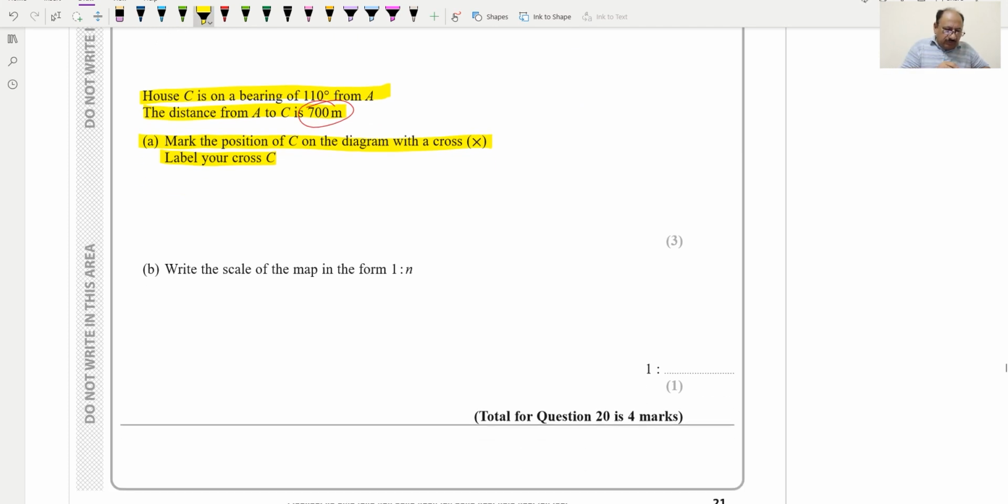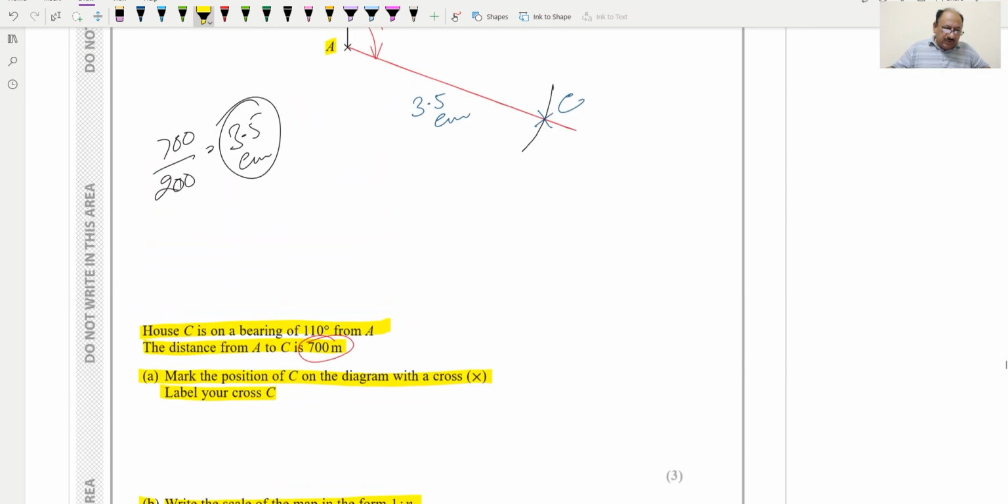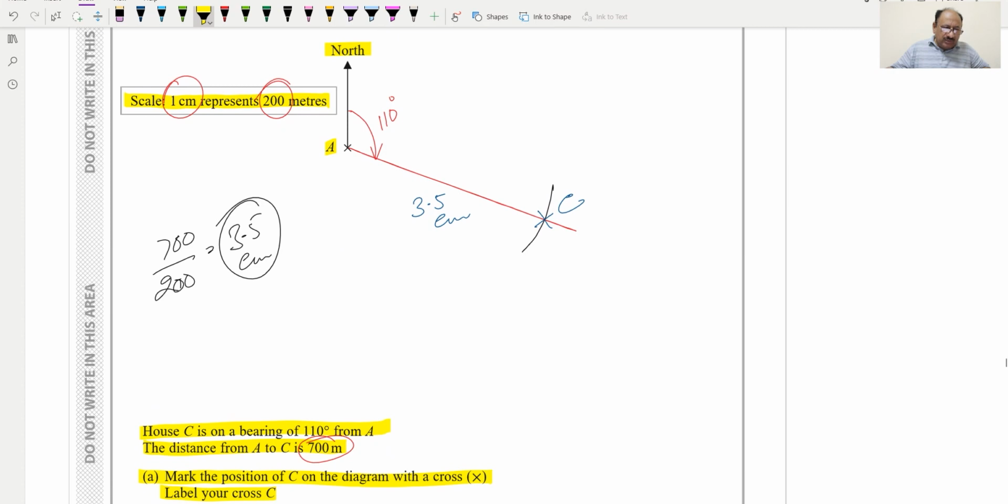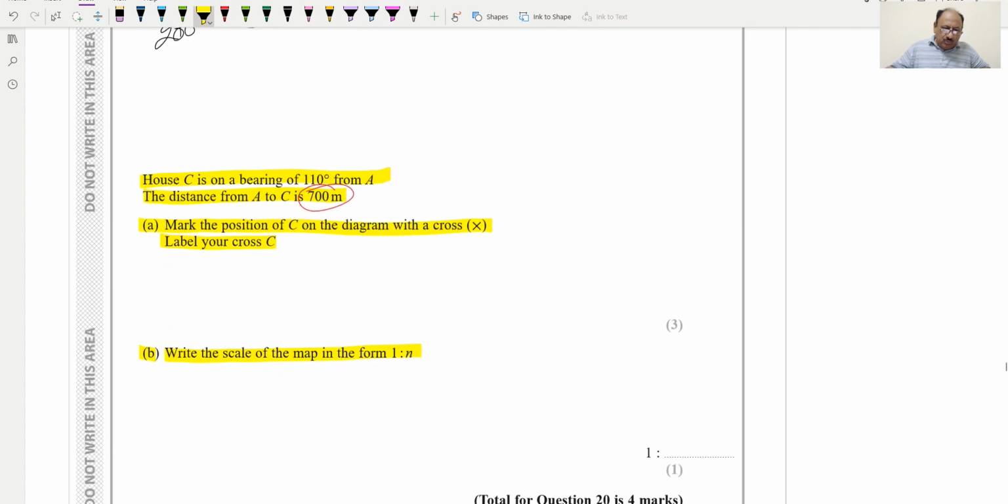Now they are saying part B: write the scale of the map in the form 1:n. What is the scale of the map? The scale of the map is provided over here. 1 centimeter represents 200 meters. So 1 centimeter is equal to 200 meters.